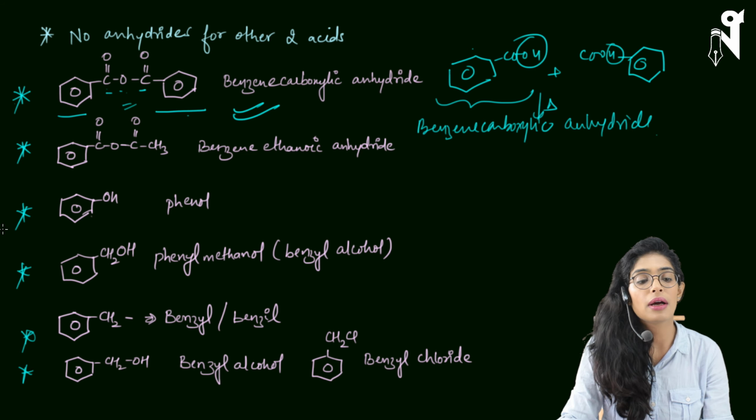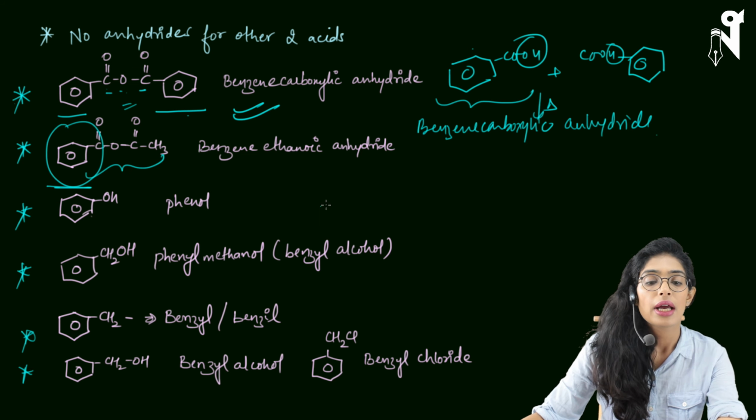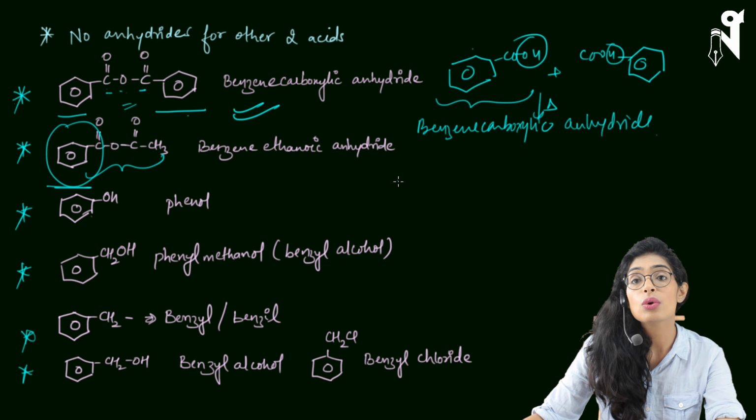Similar way, look at this compound. This is also an anhydride. I mean, this whole compound is an anhydride. And how do we know? How do we know how to name it?